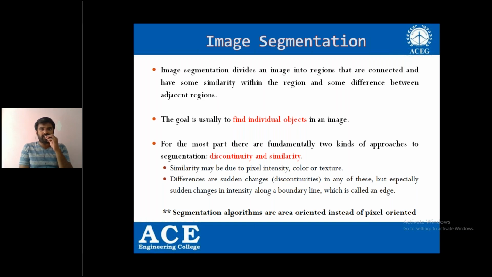How is the whole image converted into regions? Here we are going to separate the pixels which are connected, and keep away the pixels which are not connected. So we take the similar pixels together to form a region, and we separate the different pixels into other regions, right? That is called segmentation. The final goal is usually to find individual objects in the image.